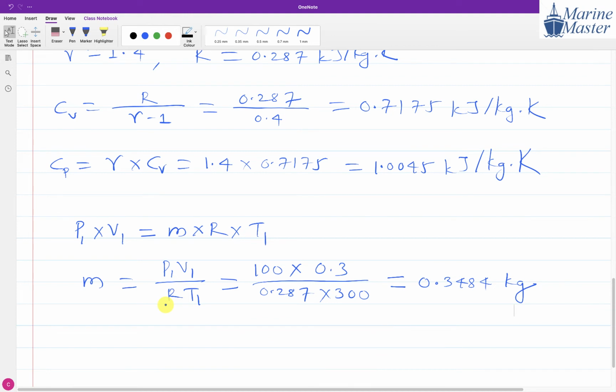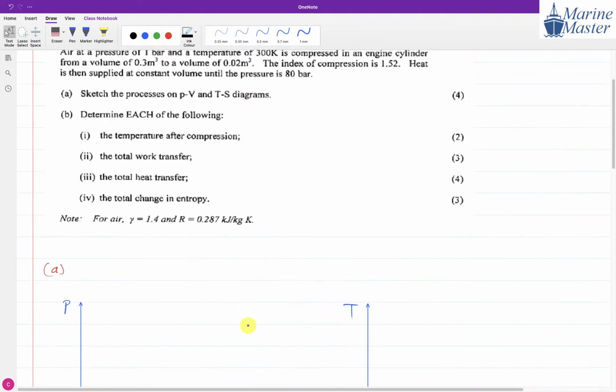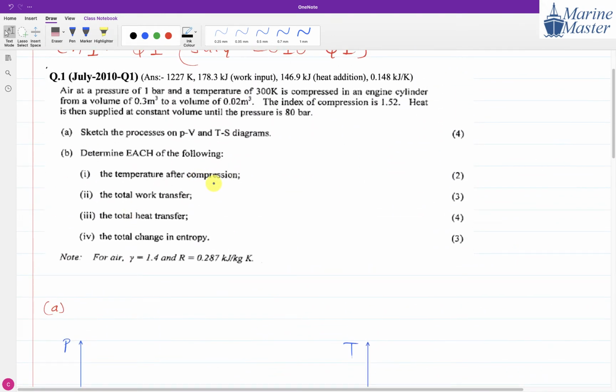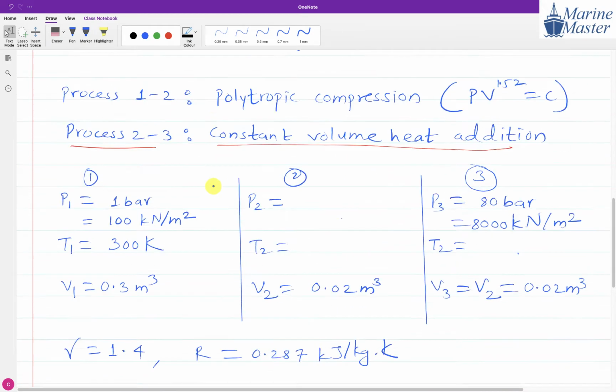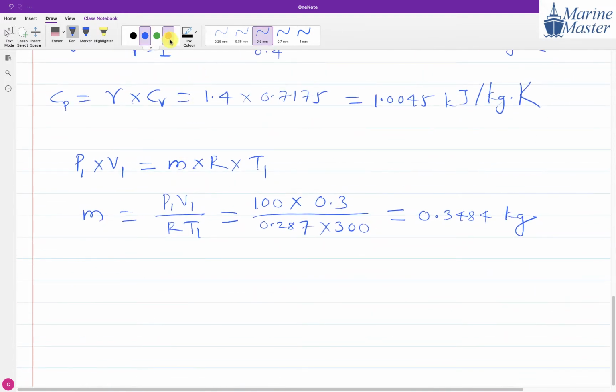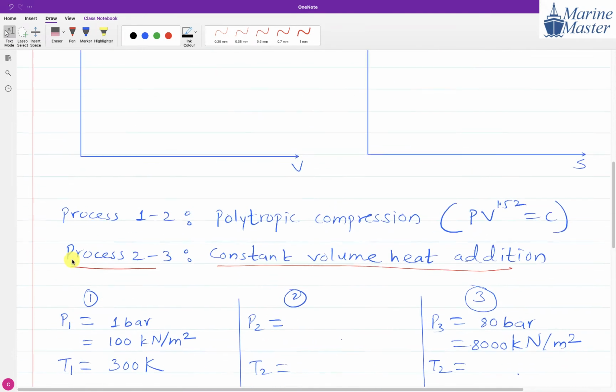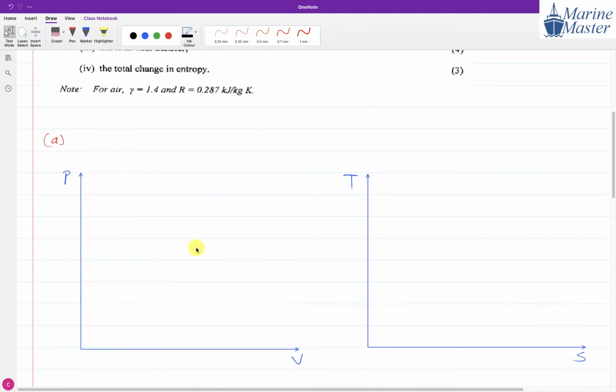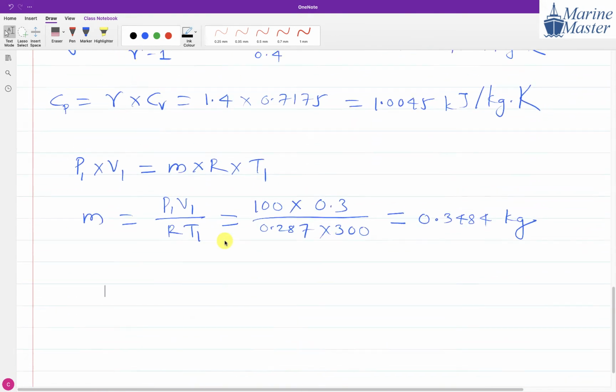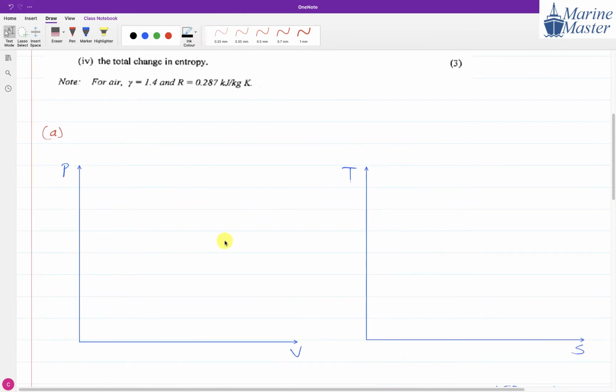Now, after writing down this discussion, what is our target in B's first part? Temperature after compression. But before going for anything further, first of all we will try to draw the PV diagram. After writing down all these given things up to mass, we are going to draw the PV diagram.